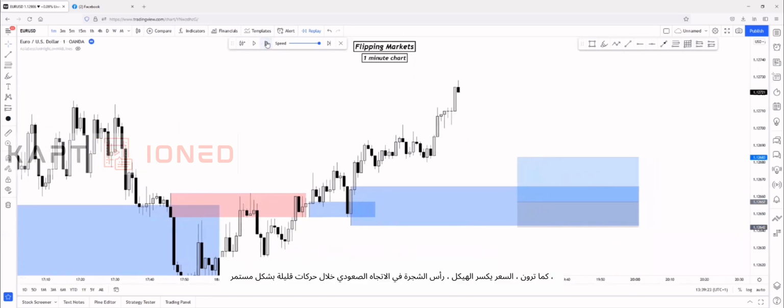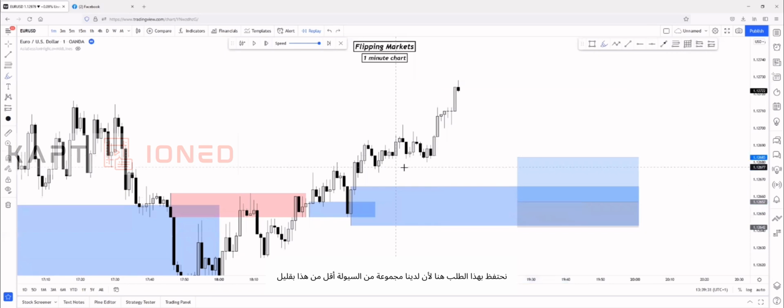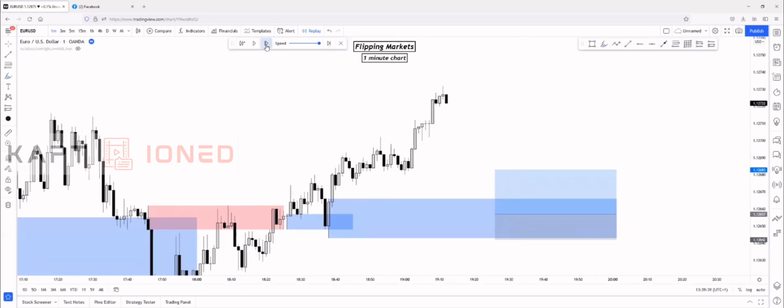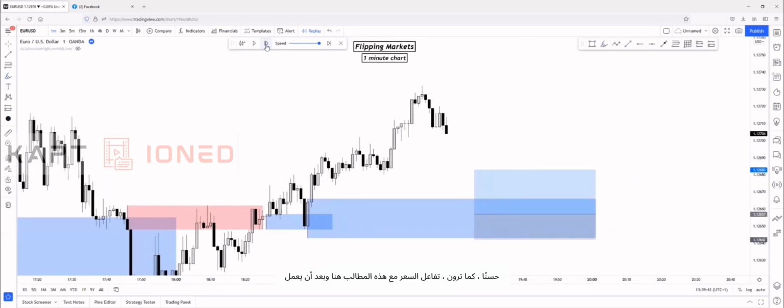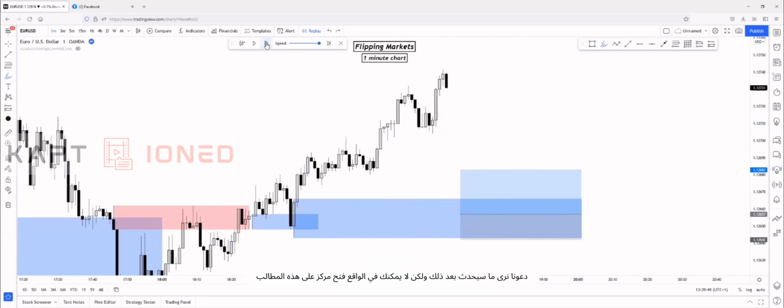As you can see, price is breaking structure to the upside with inefficient movements continuously, but the order is still here. We keep this order here because we have a bunch of liquidity just above this zone, and we are expecting the tap of this zone. Okay, as you can see, price reacted on this demand zone right here. And after it broke structure to the upside here again with inefficient push. Let's see what happens next.